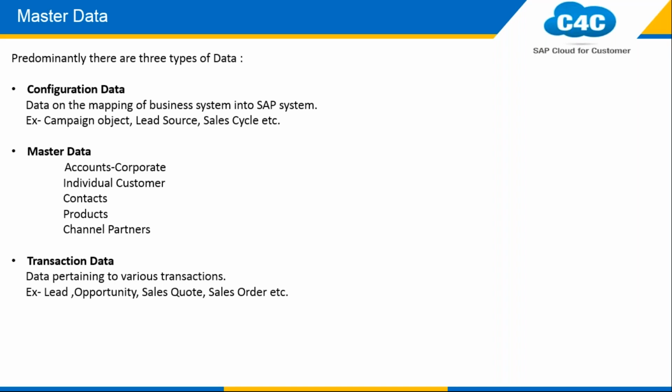Master data, you are aware of this. In CRM, it is account, individual customer, contact, products, channel partner. You can add the org structure as well. These are all master data. Coming to the service part, you can add installed base also as master data. Transaction data, yes, you have quotations, orders, service tickets. These are all transaction data covered under C4C.